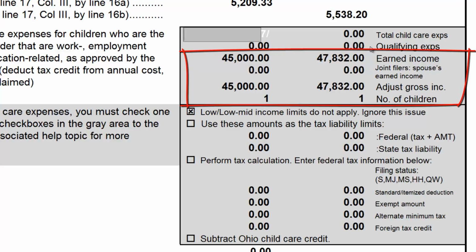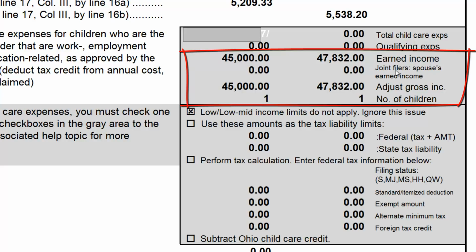IRS Form 2441 is reasonably clear on the mechanics of this calculation if you wanted to see how it works. The Form 2441 percentage table uses adjusted gross income for purposes of looking up the percentage, and that's the purpose of the gray box's next field. Finally, the number of children is considered when calculating the credit limit.